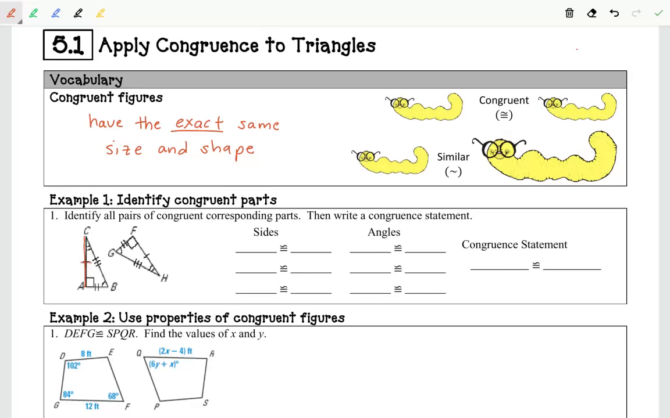AC has one tick mark. So the side that has one tick mark in the second triangle is side FH. And we want to make sure we're going the same direction. So we started at angle A, which is where the 90-degree mark is. So we want to start at angle F, where the 90-degree mark is.